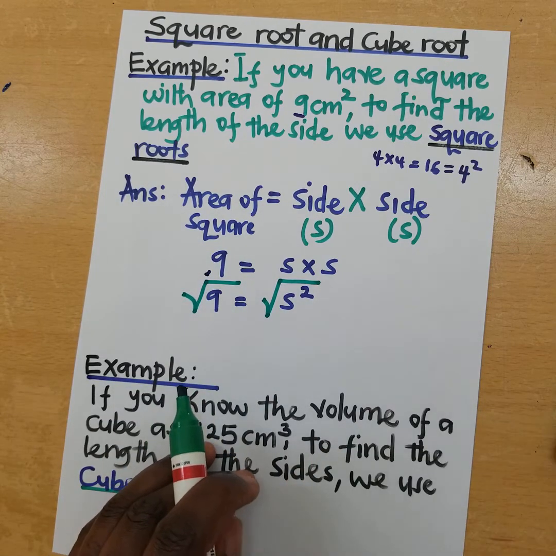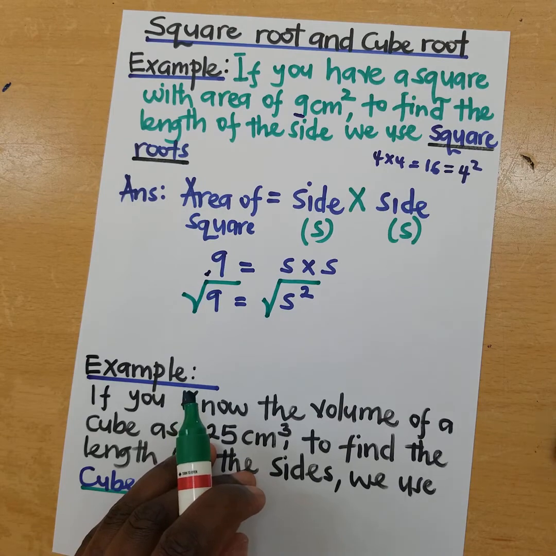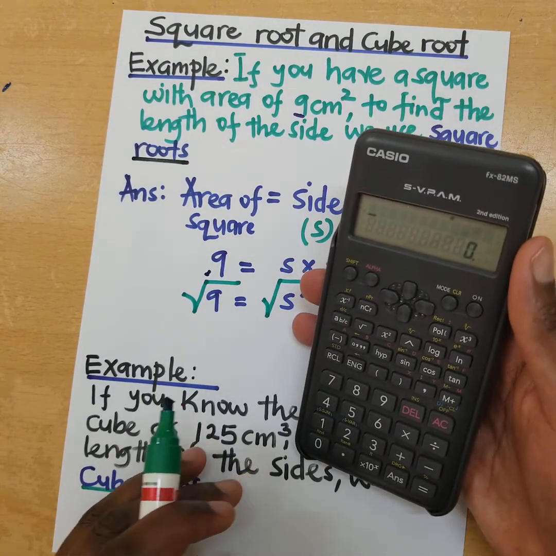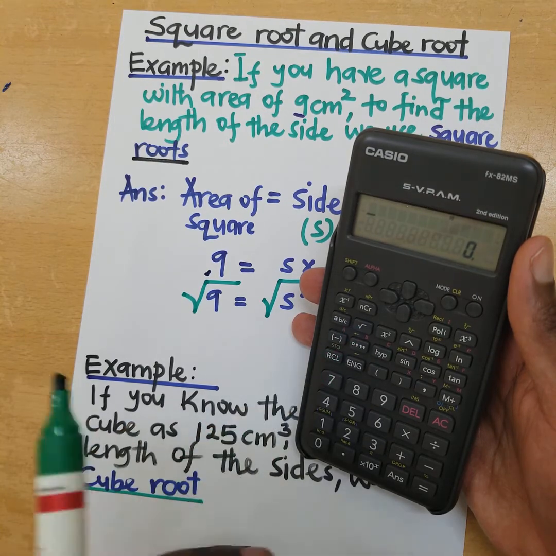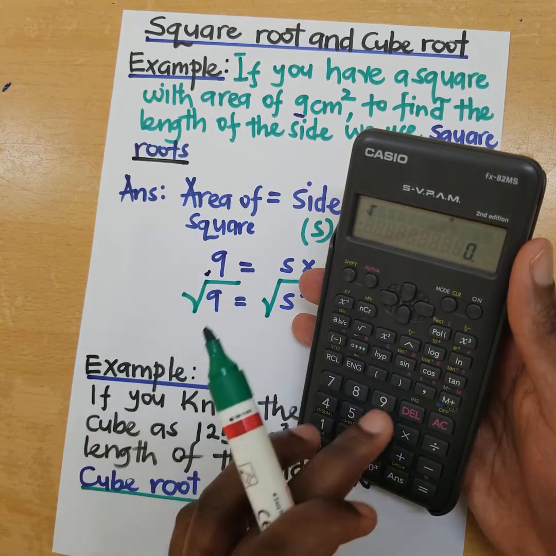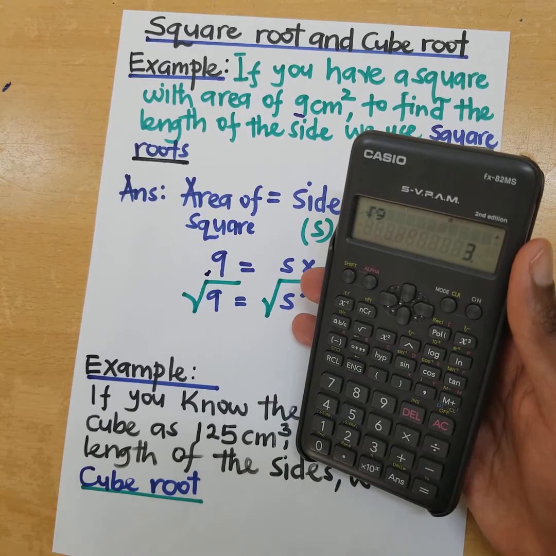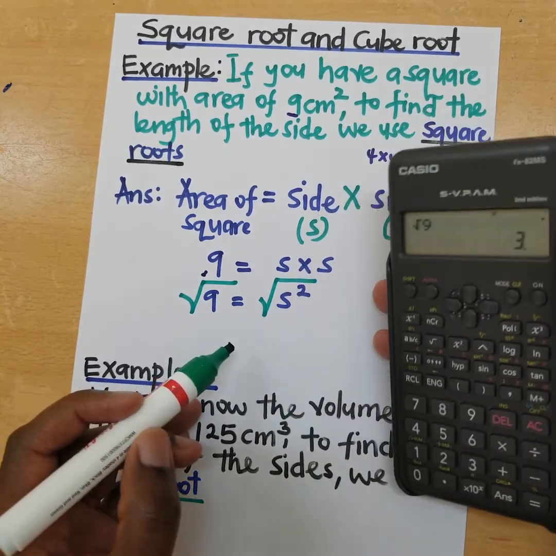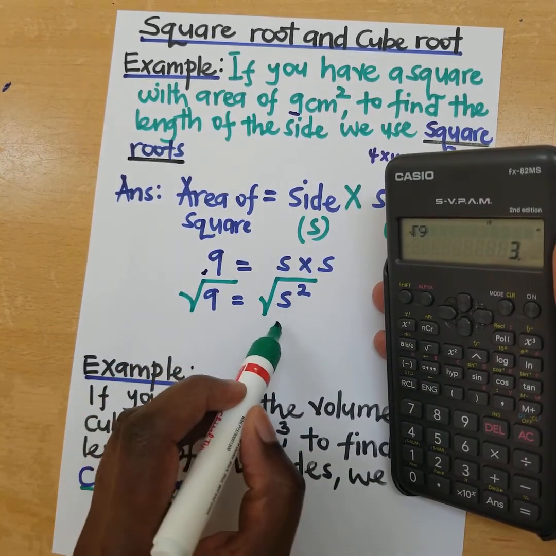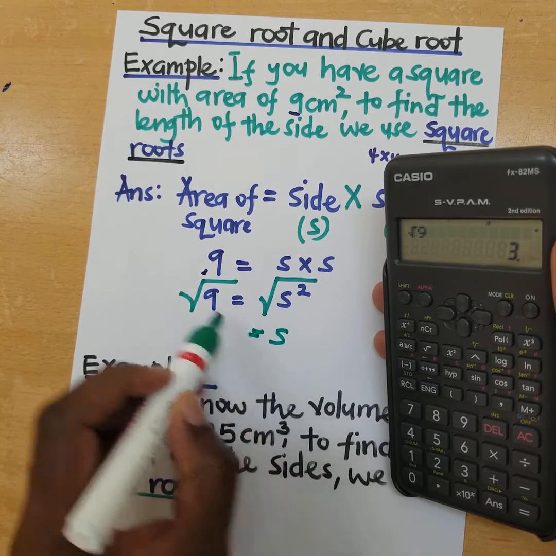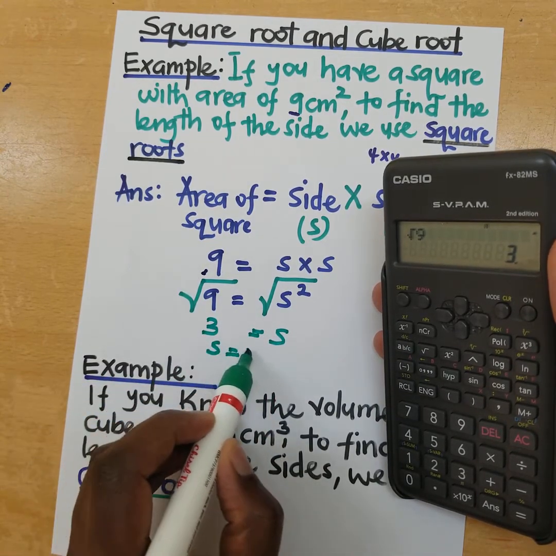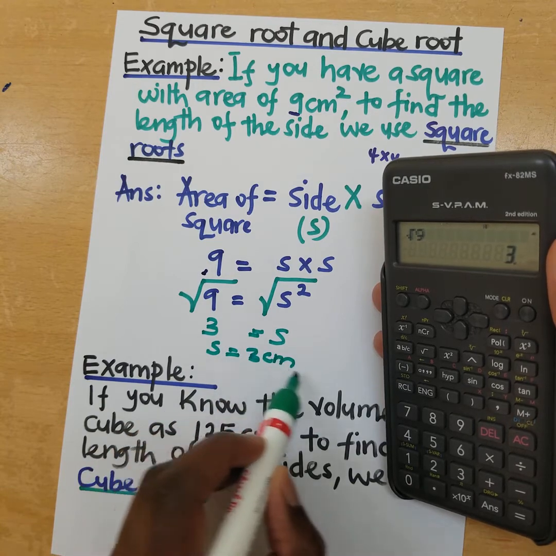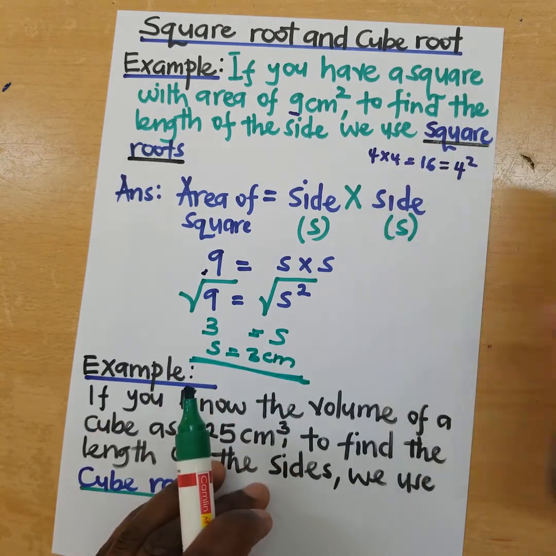From your calculator, the sign showing square root is here. You just put that sign, then put 9, and it will give you the answer. So the square root of s squared is s, while the square root of 9 is 3. So s is equal to 3 centimeters. That is the square root.